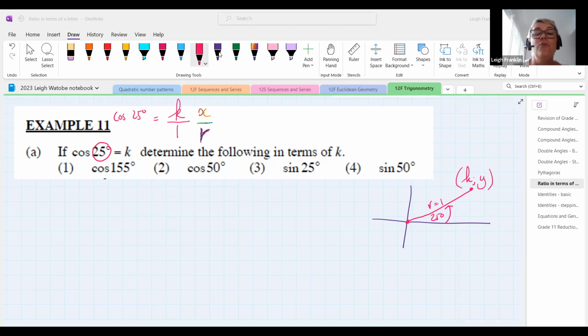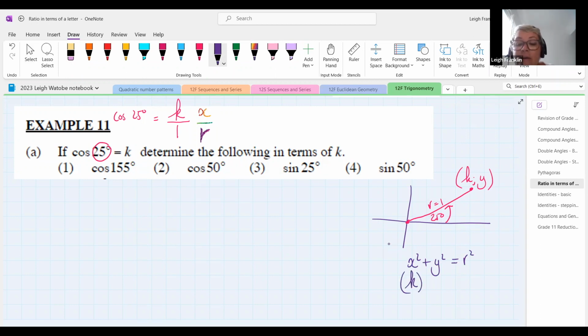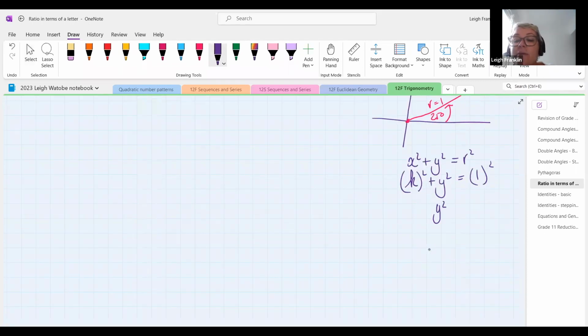So we would come along and we would say x squared plus y squared equals r squared. Now it's time to substitute in. So we have k squared plus y squared equals 1 squared. And that means that y squared is going to be equal to 1 minus k squared. And therefore, y is going to be equal to root 1 minus k squared.